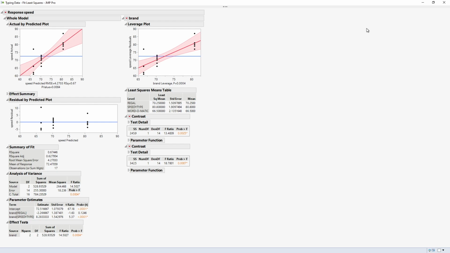And so that's essentially the idea of contrast. You can use them in JMP. You can do them even when there's multiple variables. And yeah, thanks for watching.